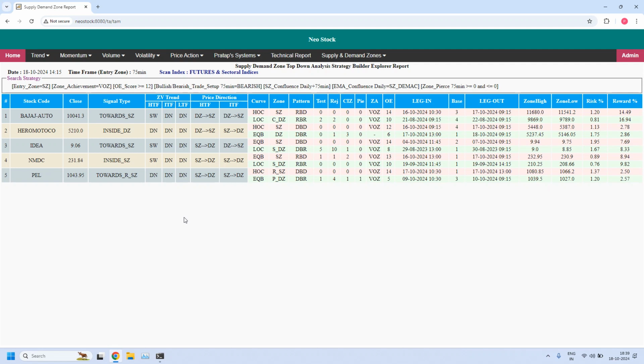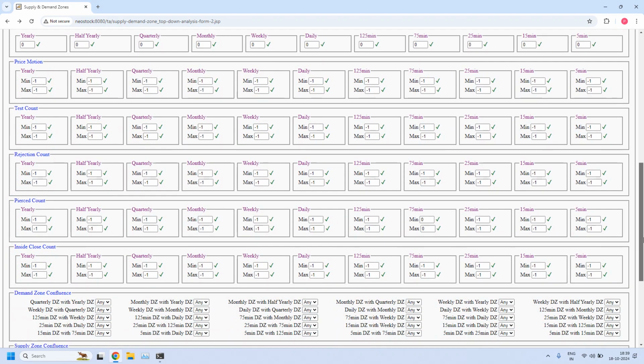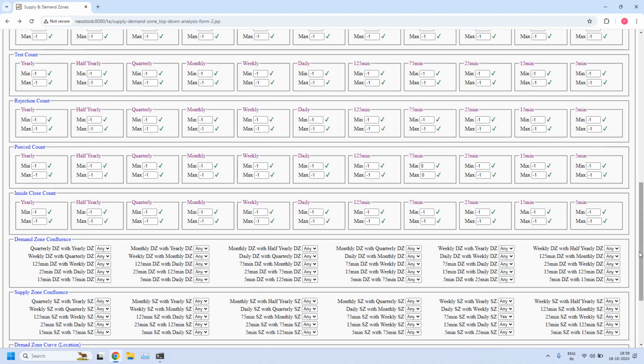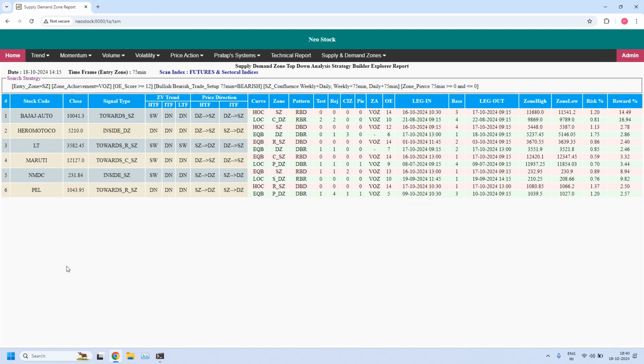Okay, next let us look for LTF, ITF, HTF confluence for bearish trade setup, weekly income trades. So I am removing this EMA filter. Now in the supply zone confluence, I need to add 2 more filters. That is 75 minute supply zone with weekly supply zone confluence, and also daily supply zone with weekly supply zone confluence. Already earlier we set 75 minute supply zone with daily supply zone, that is already enabled. With all the 3 filters, we got 6 stocks.